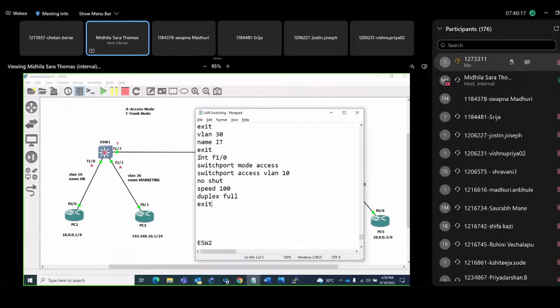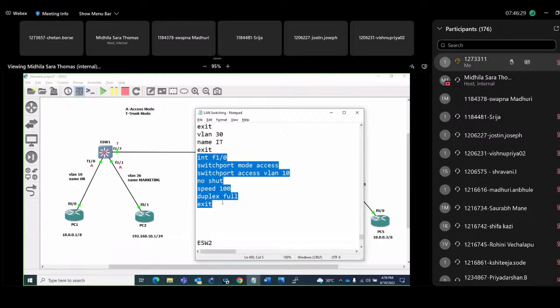Done? Is it done? Is this correct? Check if this is correct. No, if it's not correct, what is the issue?